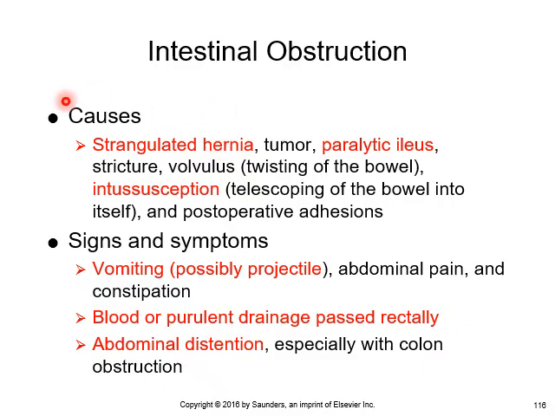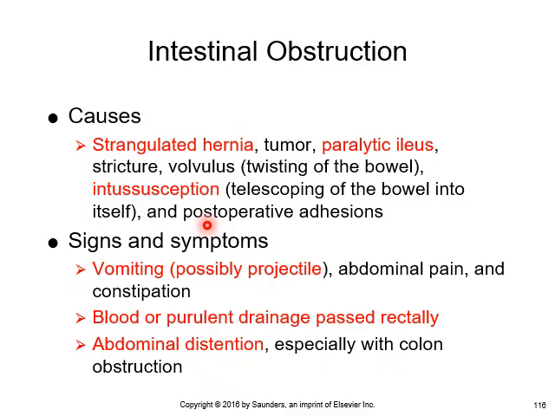Intestinal obstruction is when there is an obstruction of the intestine. It could be caused by strangulated hernia, tumor, or paralytic ileus. Paralytic ileus is when there is a decrease or maybe even stopped peristalsis. Stricture, volvulus, or the twisting of the bowel. Intussusception is telescoping of the bowel into itself. I will show you a picture later on.